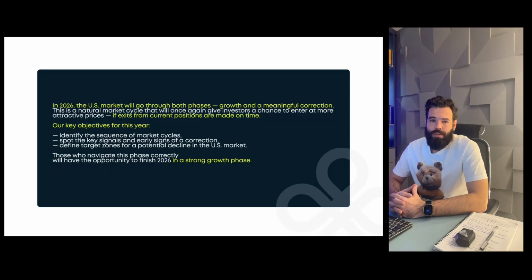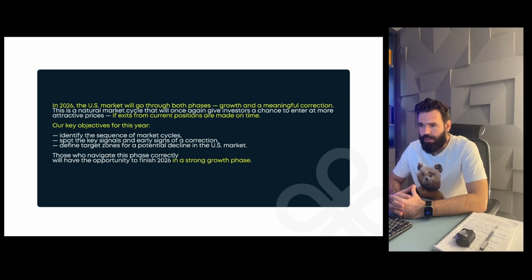In 2026, the US market will go through both phases, growth and a significant correction. This is a natural cycle, especially after the strong growth in 2025. Which will once again give investors the opportunity to enter the market at more attractive prices, particularly if you are building portfolios. Provided, of course, that you exit your current positions in a timely manner.